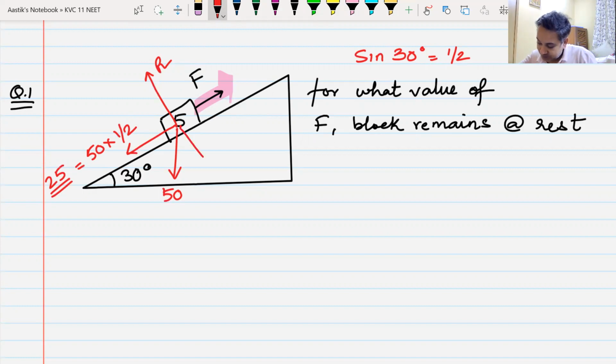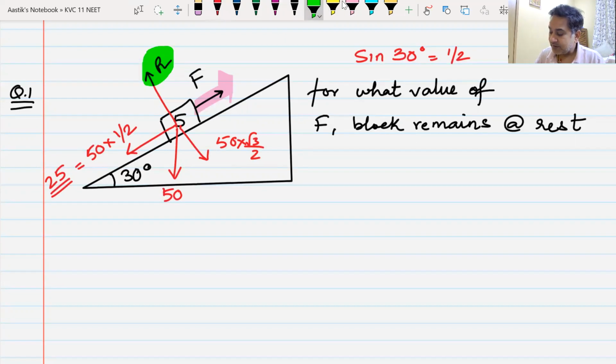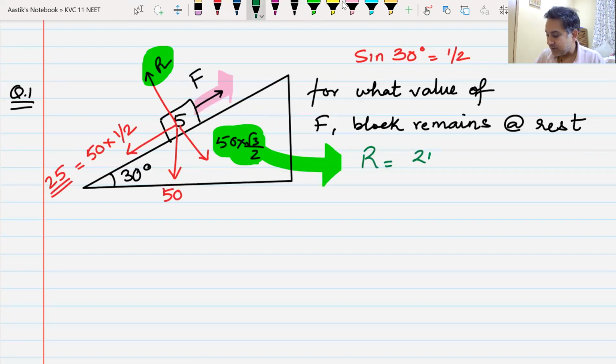And this becomes mg cos 30, which is 50 into root 3/2. Now it is not going to move along the vertical, so I can get the value of R. No one has asked me this, but still I will write: the value of R is 25 root 3. Yes or no? That is the value of R.